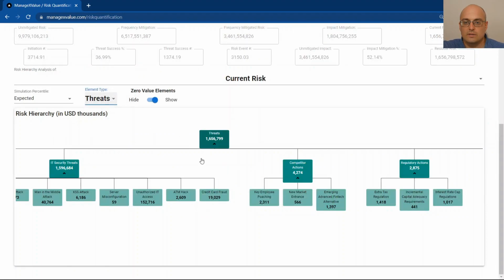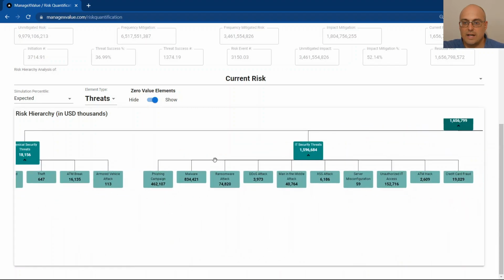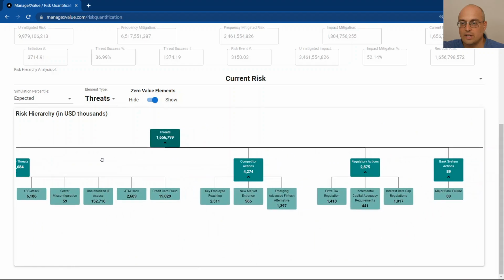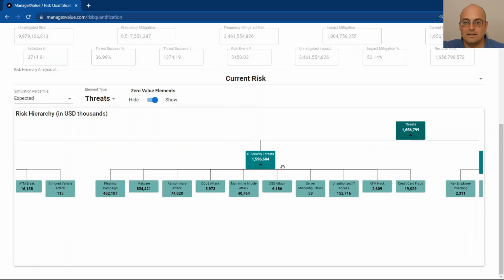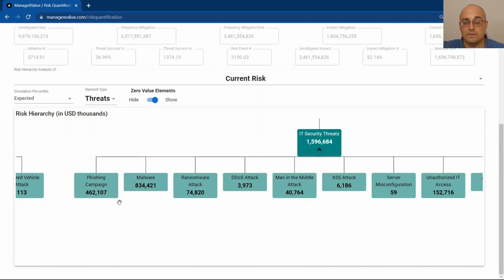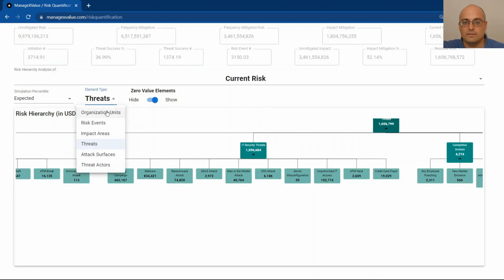What is more important for the purposes of our analysis, to identify what we should focus on, is the threats view. You can see that there are physical security threats, IT security threats, and other threats as well. But really, almost all of the risk comes from IT security threats. And within that, most of the risk comes from malware and phishing campaigns. So this already highlights that this is probably one of the main focuses we should have.